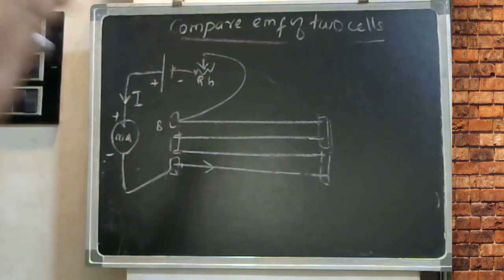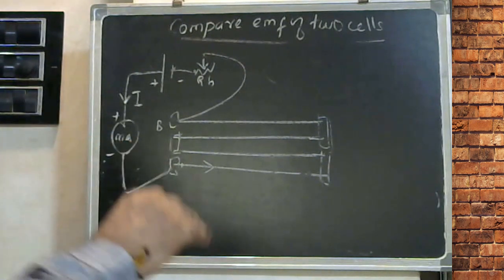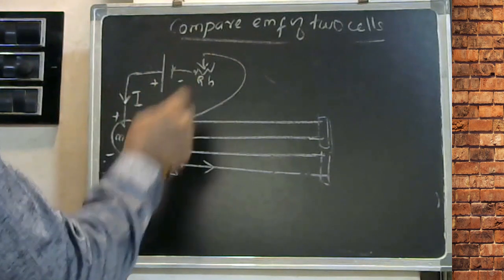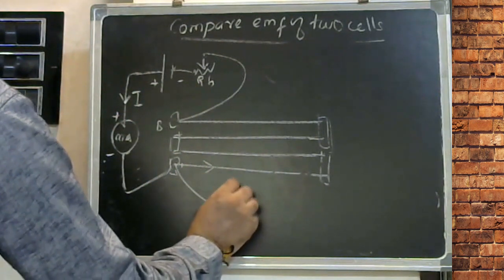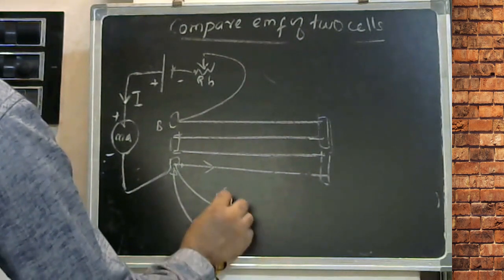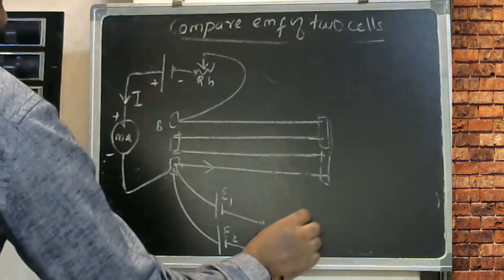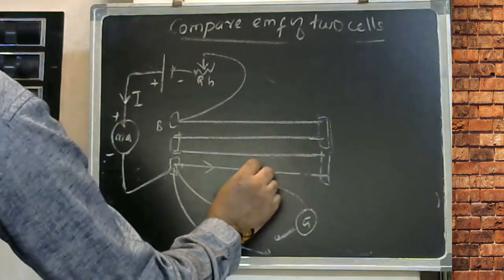So for finding EMF, a potentiometer is preferred compared to a voltmeter because a voltmeter can only measure potential difference, the terminal PD, not the battery EMF. I've got two cells, as I already told you. One is a Leclanche cell, another one is a Daniel cell. For your information, E1 is Leclanche, E2 is Daniel. Leclanche will have more voltage compared to Daniel. EMF of Leclanche is more compared to Daniel.